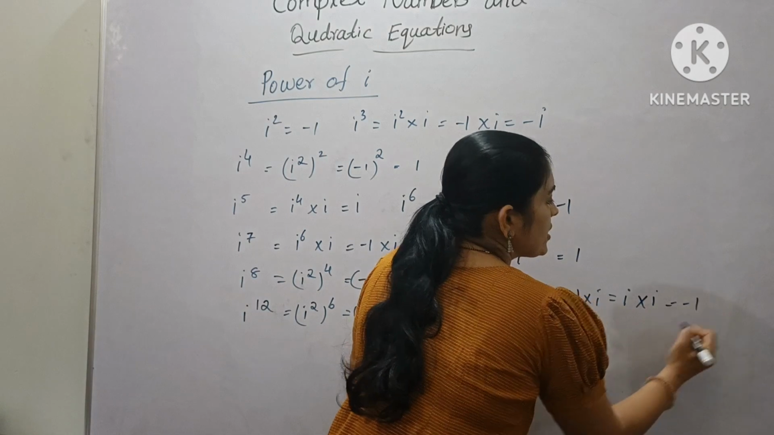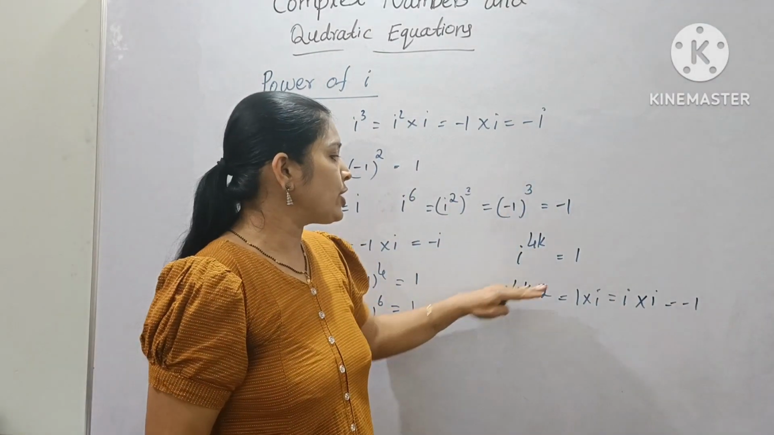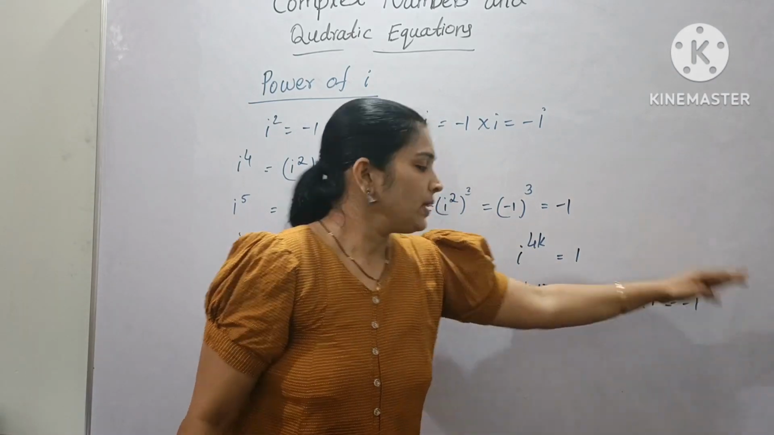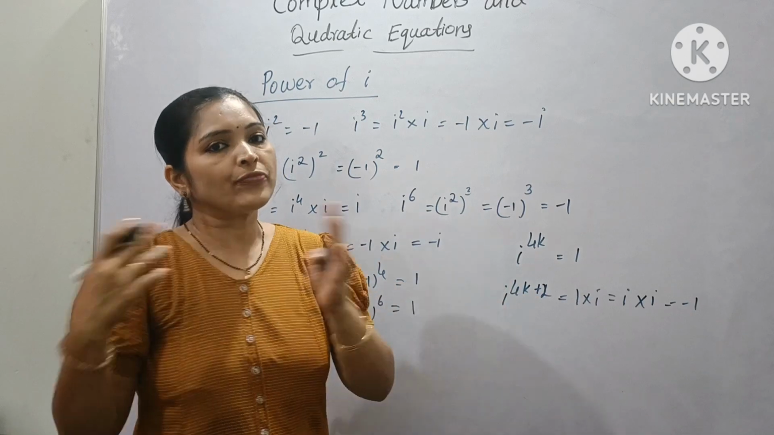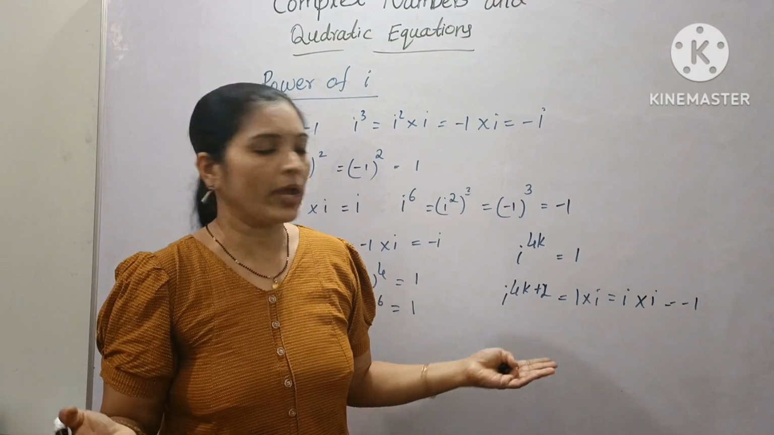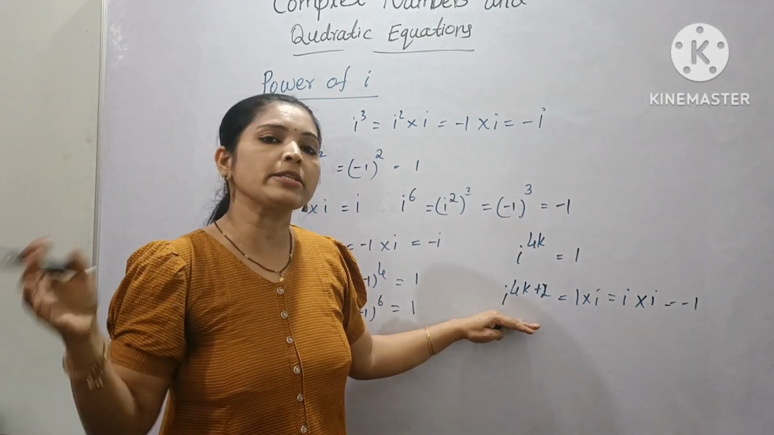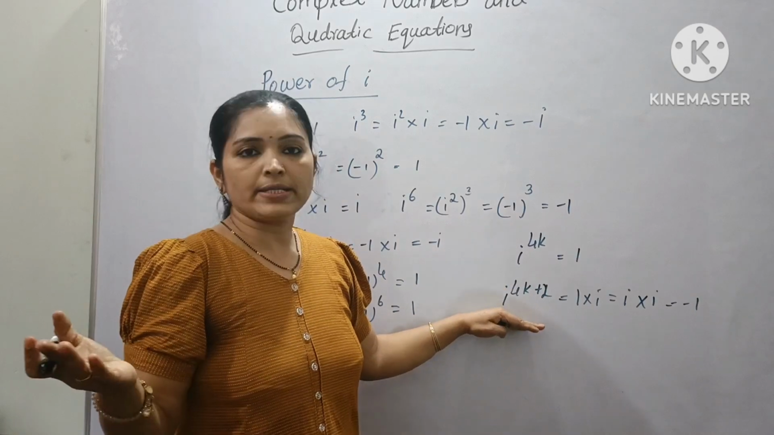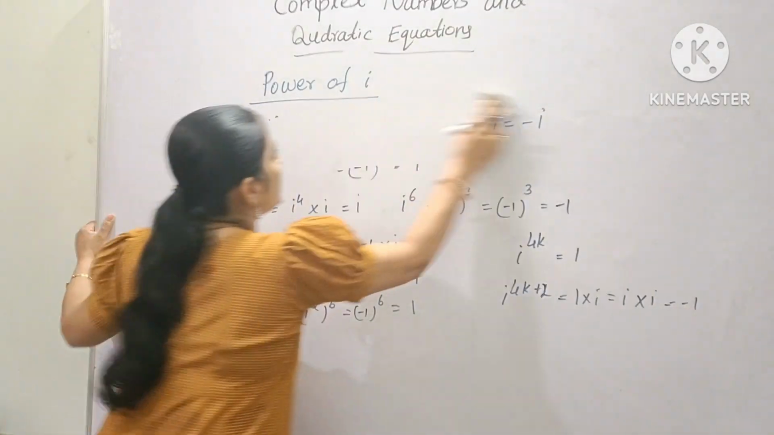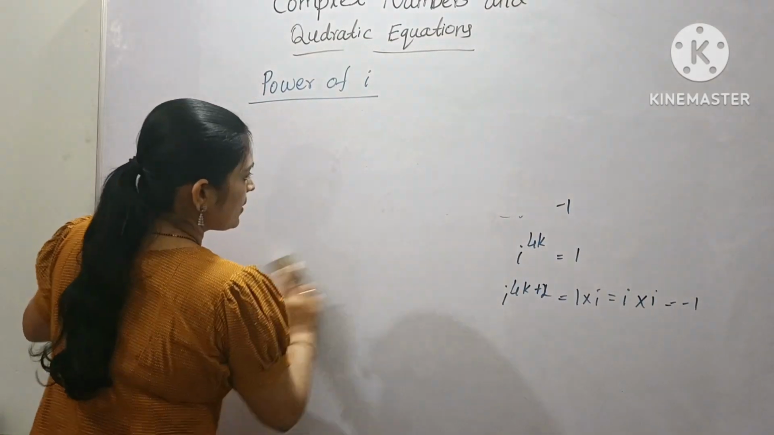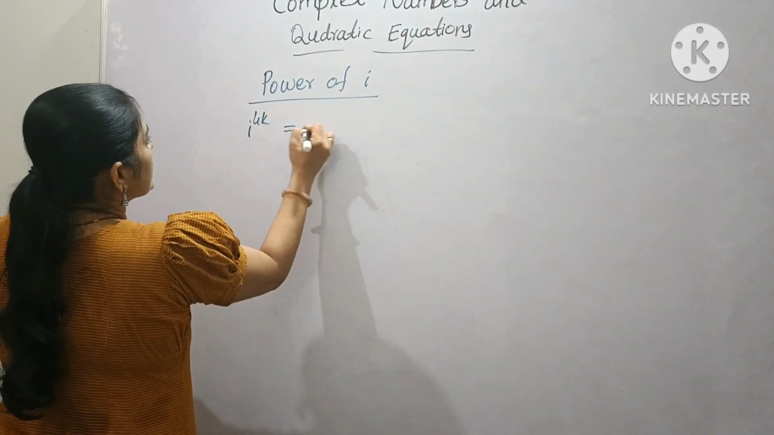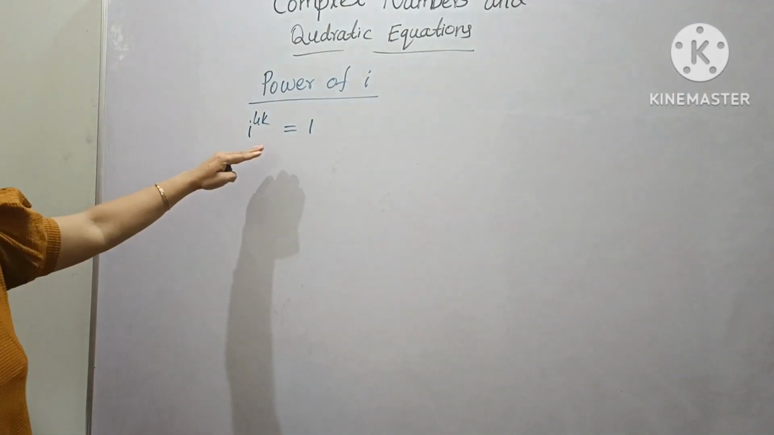That is i square, which is minus 1. So i raised to 4k plus 3, multiplied again with i, you will get minus i. Next, i raised to 4k plus 4. It will be a multiple of 4, so it is nothing but 1, plus 1. So remember, i raised to 4k is equal to 1, where k is a natural number.